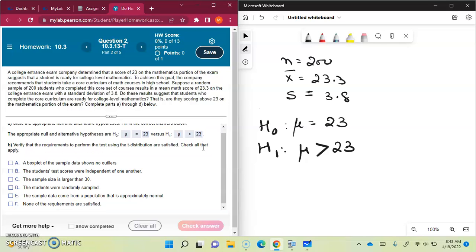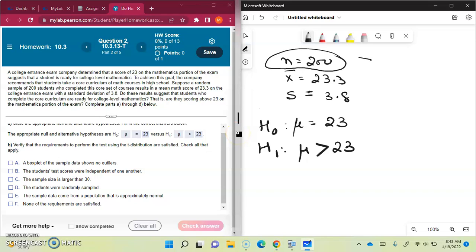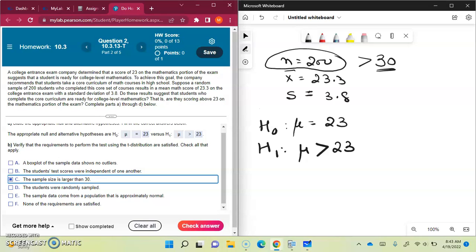What are the requirements? The sample size is 200, so that is more than 30, so we do not need to check normality. The sample size is larger than 30. The students are randomly selected. I think it's mentioned in the question only: suppose a random sample, here it's written. So we are good with that.